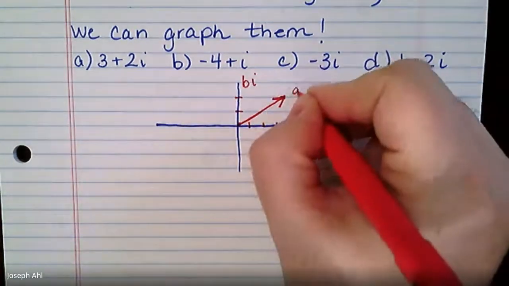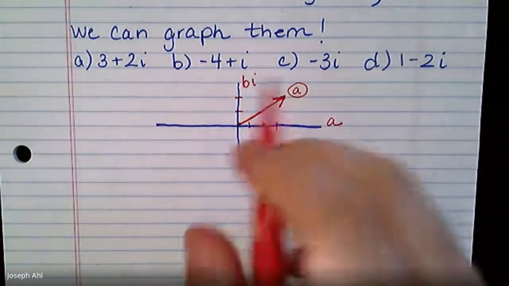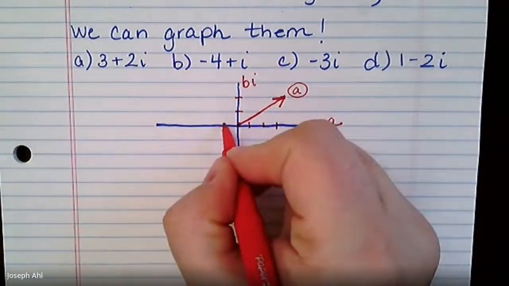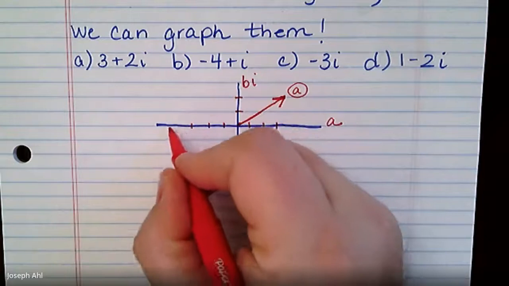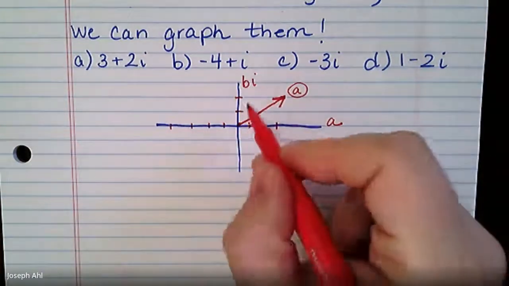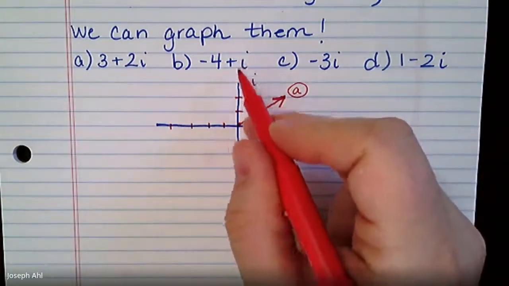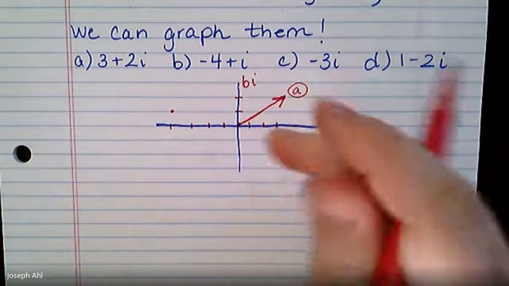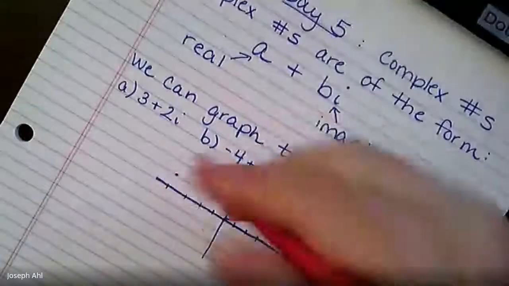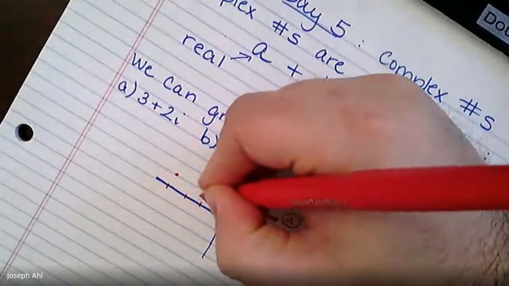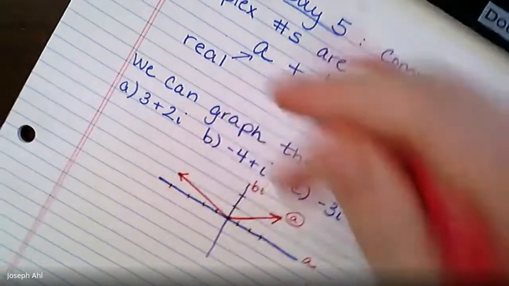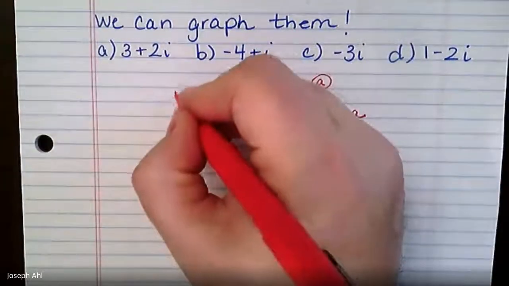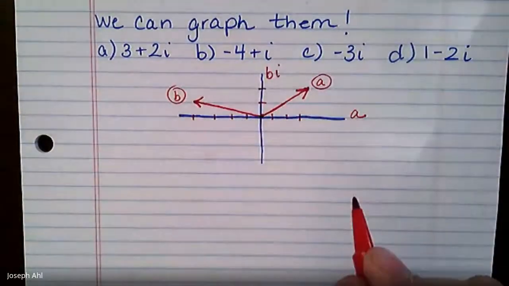Just to label this, I'm going to label this as A, because I'm going to graph them all in the same set of axes here. Negative 4 plus i: if I go 4 to the left, 2, 3, 4, and then we have to go up 1 on the imaginary axis. That would correspond with this location right here. Okay, I'm just going to turn my paper for a second. So there's my vector negative 4 plus i. I'll label that one as B.